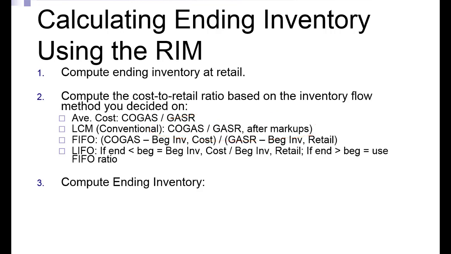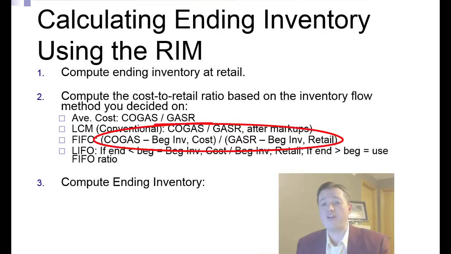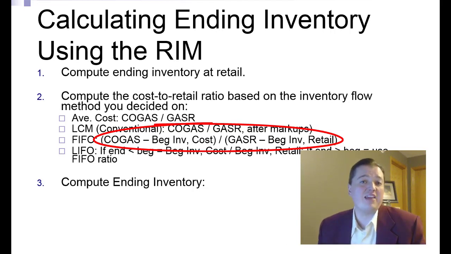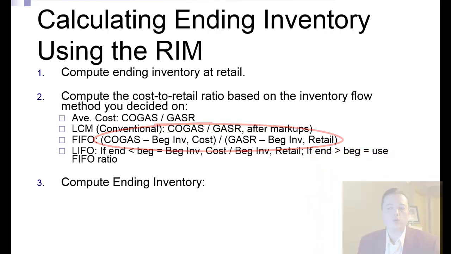If I want to do FIFO, I throw out the beginning inventory numbers because I assume under FIFO that I've sold off all of my beginning inventory. So it shouldn't be part of my ending inventory numbers at all. So we'll get them out of the equation and then we'll do a ratio.